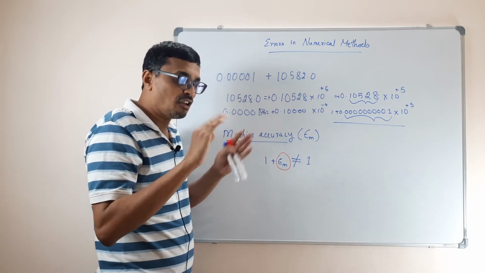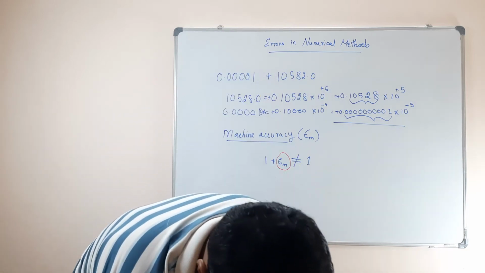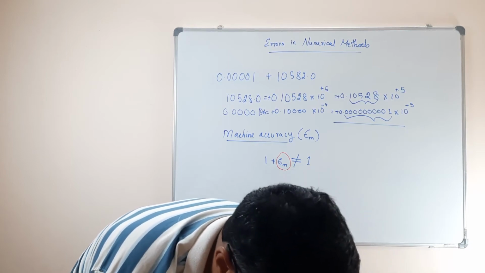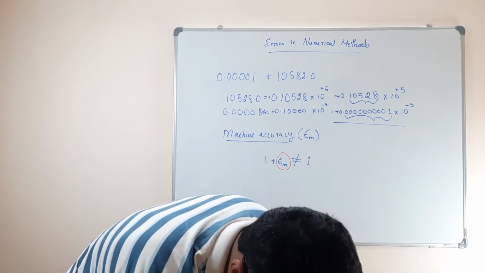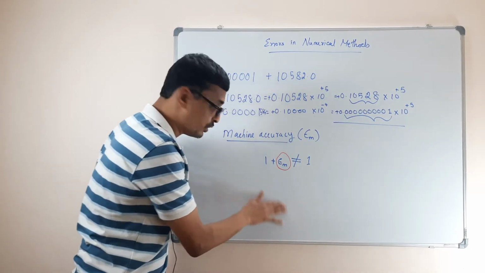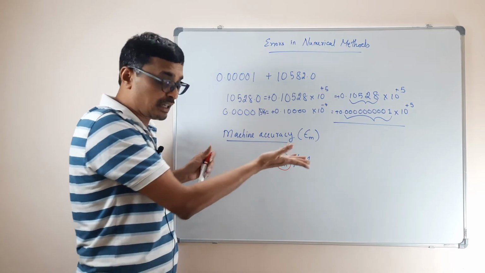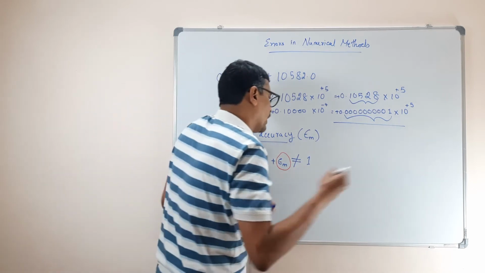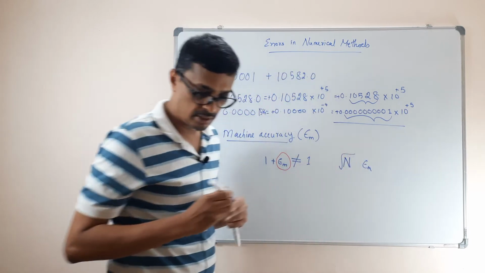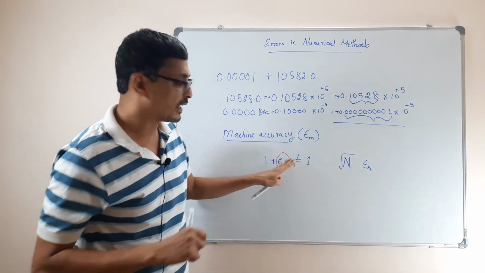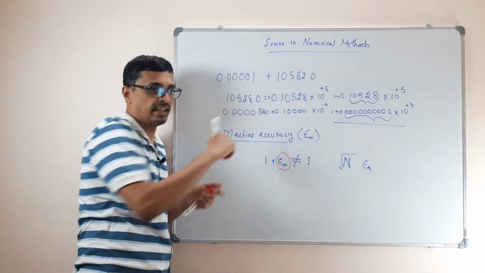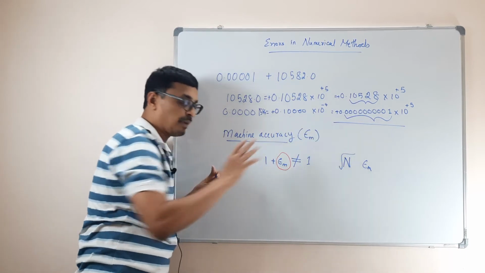Okay, if it is normal, then you can say, suppose you have n operations, and the errors are randomly distributed. Then you can have a positive epsilon m and a negative epsilon m for n operations. The error you will typically get will be root n times epsilon m. Am I right? This is what you will get if the errors have random signs, positive and negative. This is the maximum error you will get.